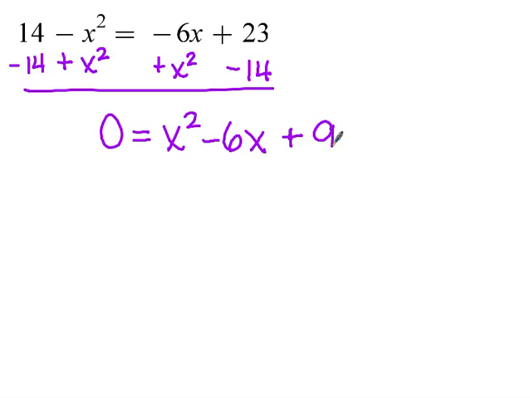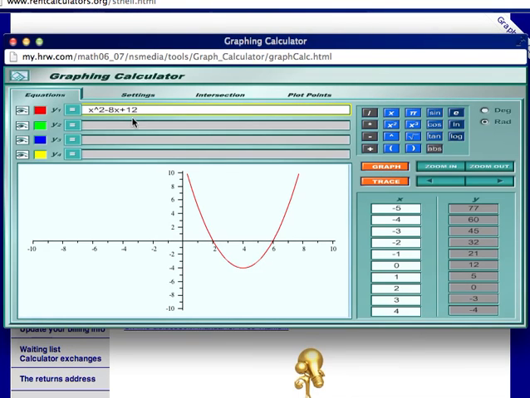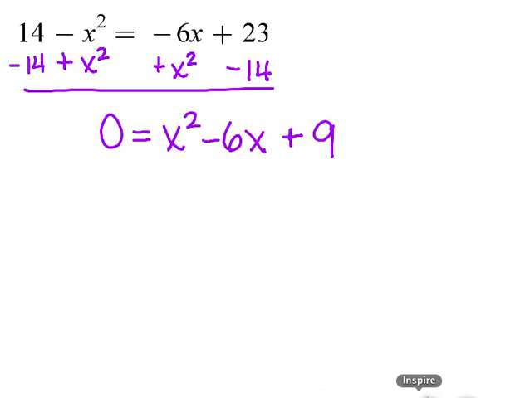minus 6x plus 9. So I want you to go ahead and graph that on your graphing calculator and see what you get. x squared minus 6x plus 9. What do you get when you do that? You get one solution, which is at 3. So one solution, which is at 3.